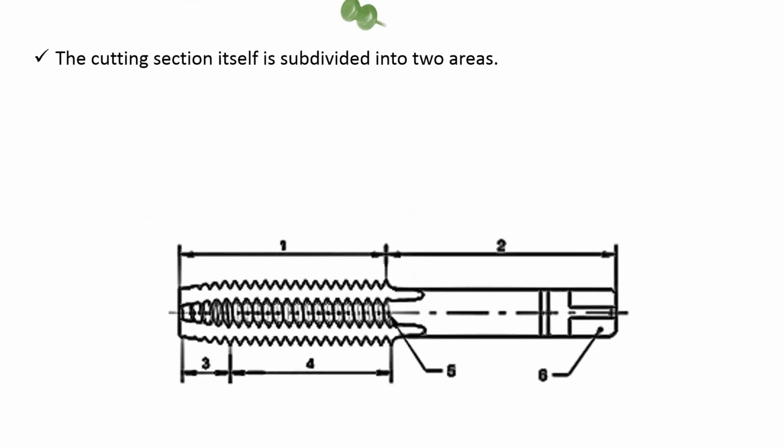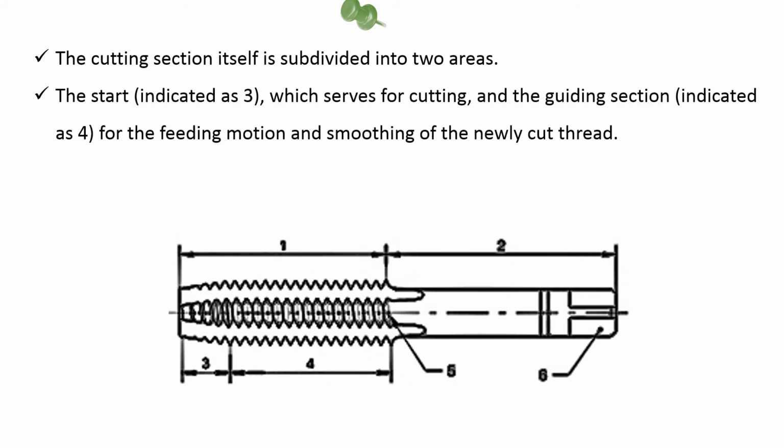The cutting section itself is subdivided into two areas: the start, indicated as 3, which serves for cutting, and the guiding section, indicated as 4, for the feeding motion and smoothing of the newly cut thread.